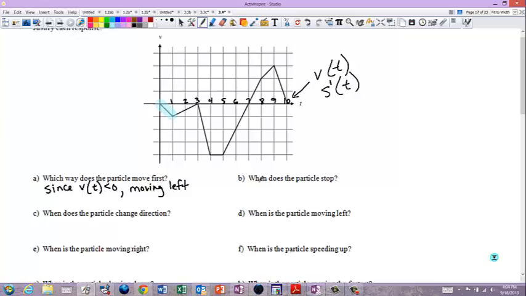B, when does the particle stop? Well, he stops when his velocity is equal to 0, because that would mean that you don't have any speed, and that would mean you stop. So where is his velocity equal to 0? Well, his velocity is 0 at 0, at 3, at 7, and at 10.